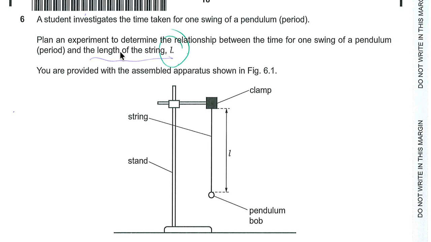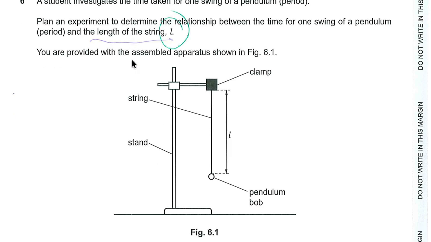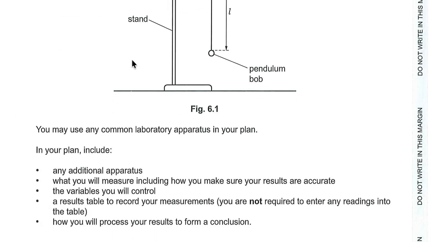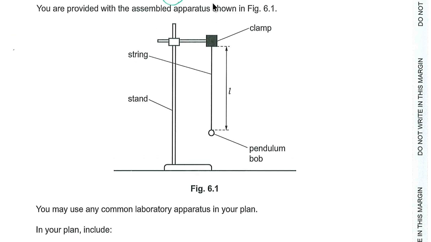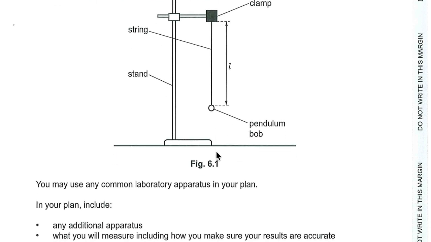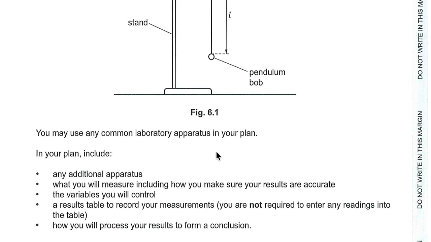Please do have a go at the question, and when you're ready, have a look at my answer and see what you think. Okay, so this is the usual setup. Keep this in mind: we've got the string, a stand, a clamp, and a bob. We're being asked to do our usual thing of measuring variables, telling us how you measure variables, etc.